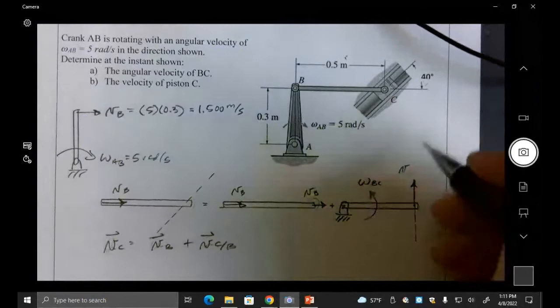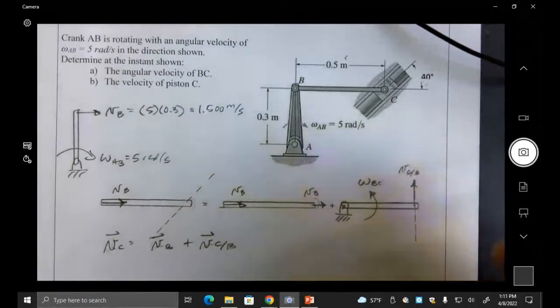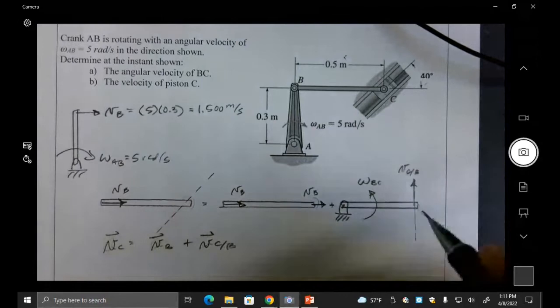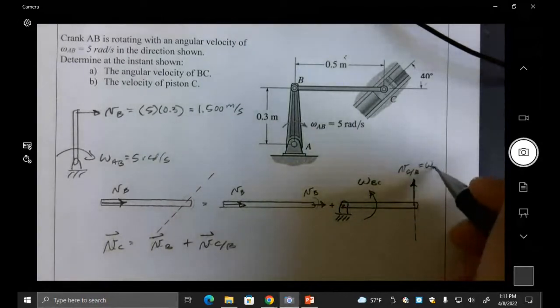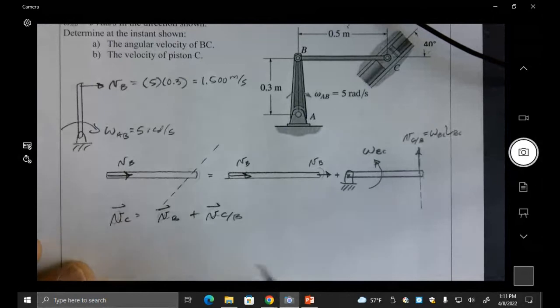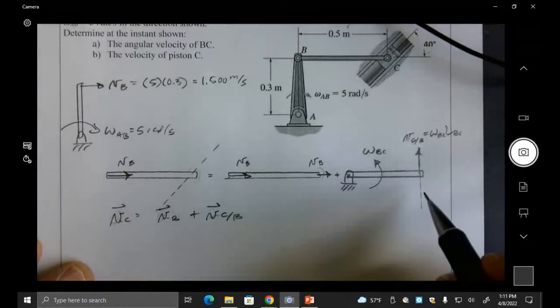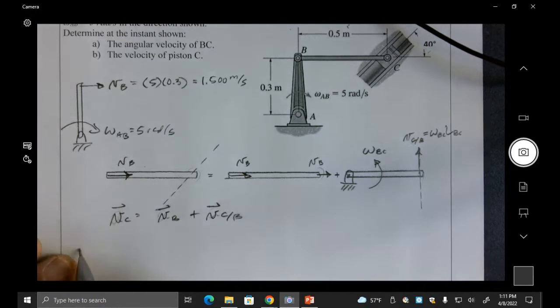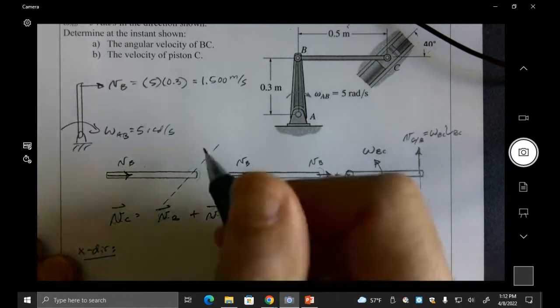Sorry, C with respect to B. And we know that VB with respect to C as a magnitude is going to be omega BC times the length of BC. So we break this down into, I don't see, you know what, I think the X direction is going to be our best bet, maybe? Actually, I think we're going to have to do the Y direction. No, I think the X direction is going to be better. Let's just try it. Sometimes we can see which way it's going to be to start with.